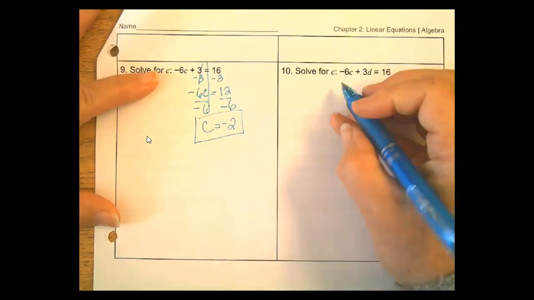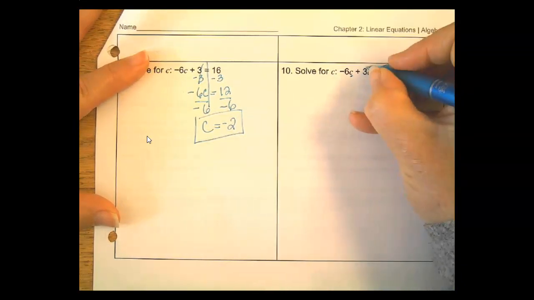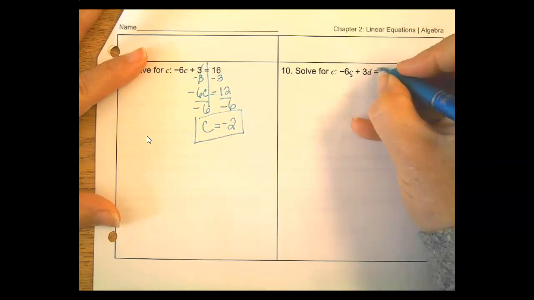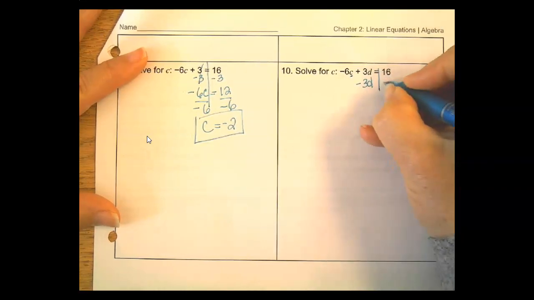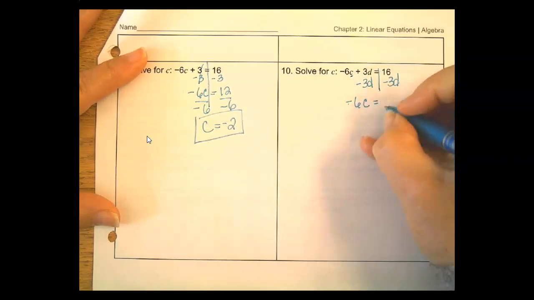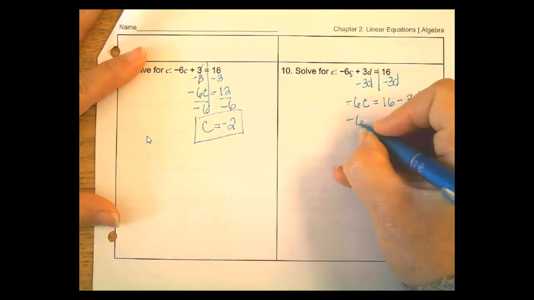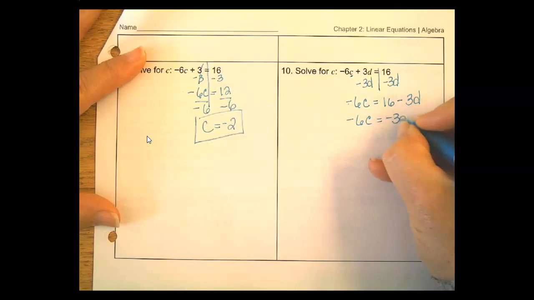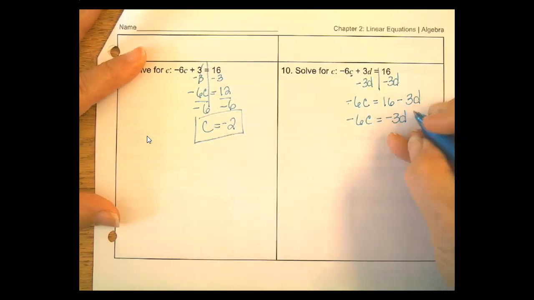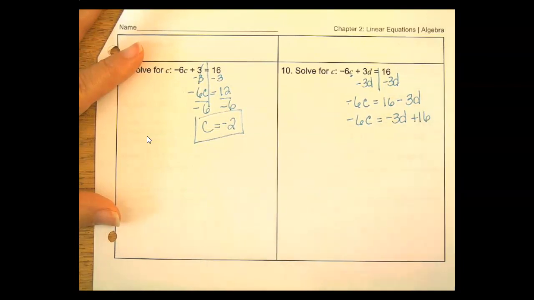Okay, now we're solving for c, but we've got some other stuff here. This is no different than Red Rover, send him over. So I'm going to subtract 3d. I'm left with negative 6c is equal to, now I'm going to, I guess the order really doesn't matter. Actually, it does. I'm going to rewrite this. Negative 6c is equal to negative 3d. They like to have this term here in front, and that's a positive 16.